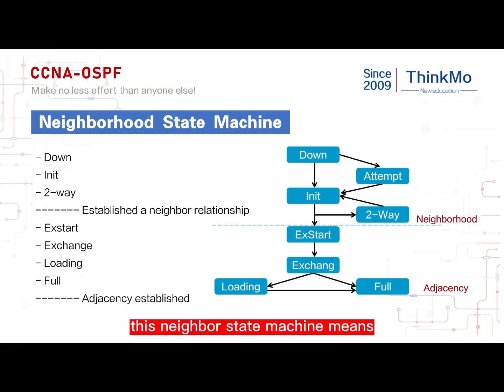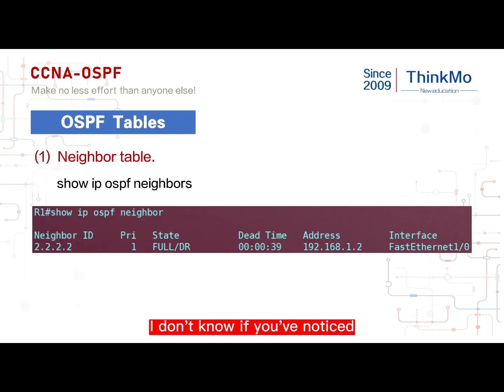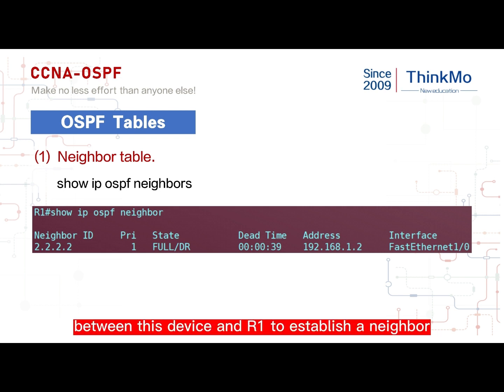This neighbor state machine means the device sees the status of neighbors on its own device. Like the message we just saw. I don't know if you've noticed. This is the state of the neighbor. This is the state of the interface. This full is R1 on this device. 2.2.2.2, the interface between this device and R1 to establish a neighbor.